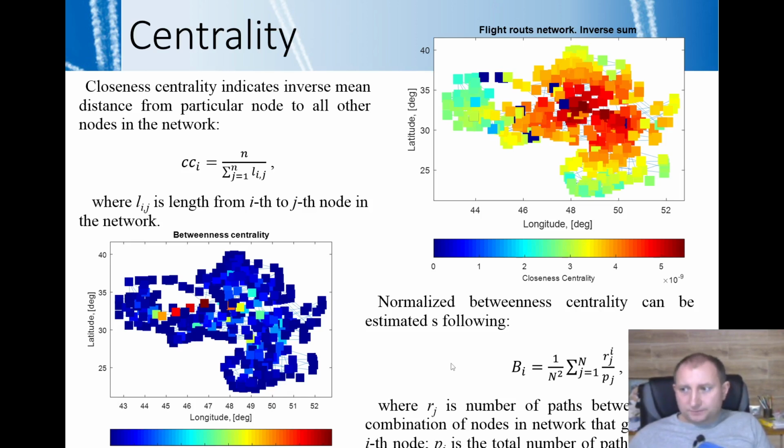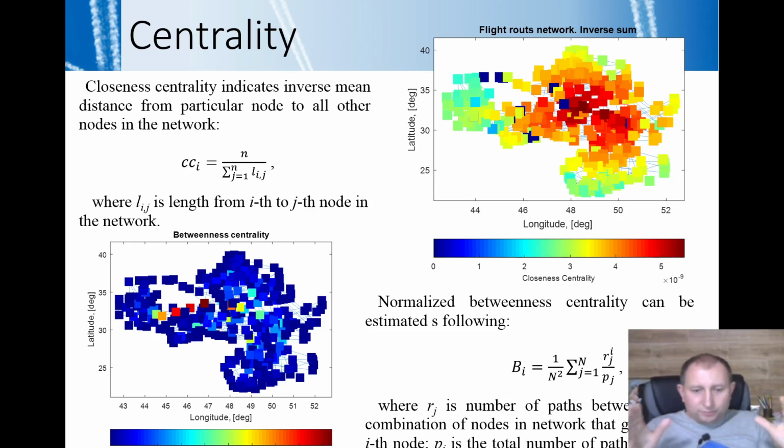In this case, usually we model different paths between two different nodes in network.